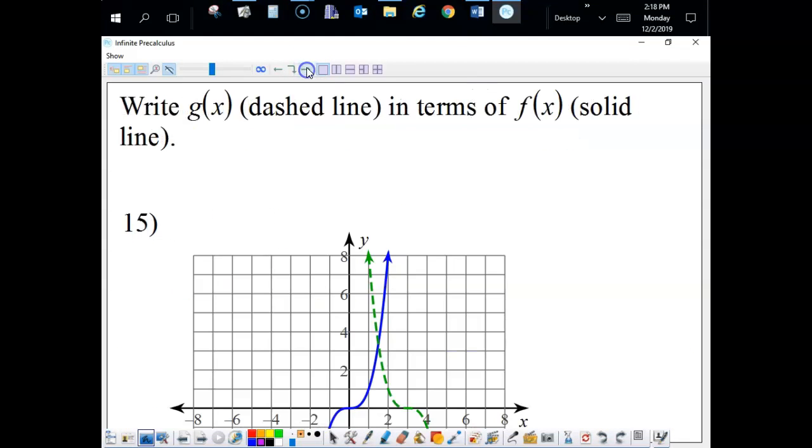We're doing 15? Yes, number 15. All right. So do you like my pen?